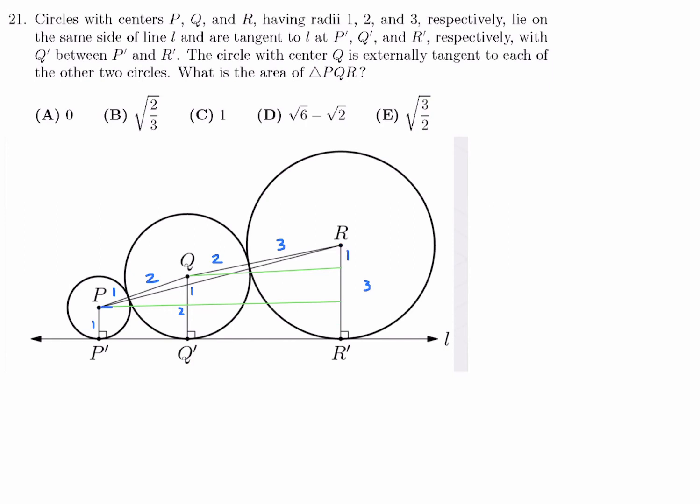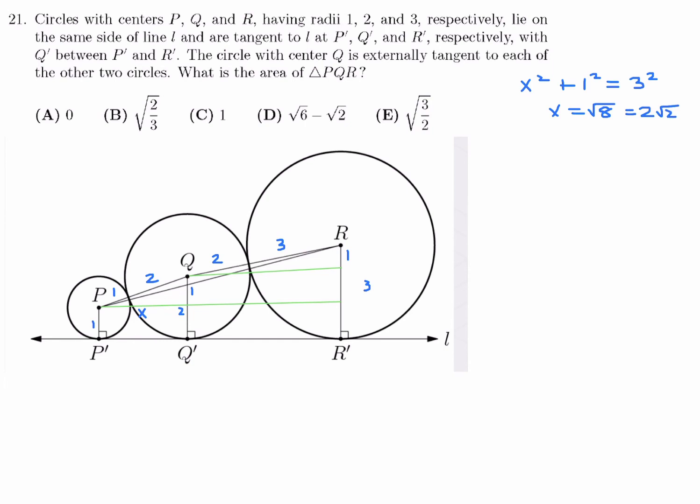So we can figure out this using Pythagoras, and I'll just call that x. So x squared plus 1 squared is equal to 3 squared. So that means x squared is equal to 9 minus 1, which is 8. So x will be root 8, which is 2 root 2.